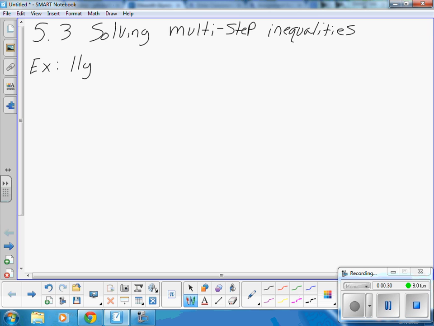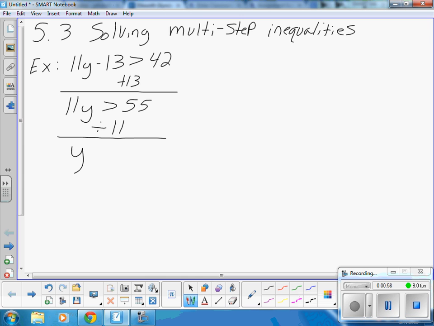11y minus 13 greater than 42. Remember, for the most part, we're going to treat these just like equations. I'm going to add 13 to both sides. When I add 13 to both sides, I get 11y is greater than 55. I now divide by 11, both sides. It's a positive 11, so my inequality remains the same. y is greater than 5.